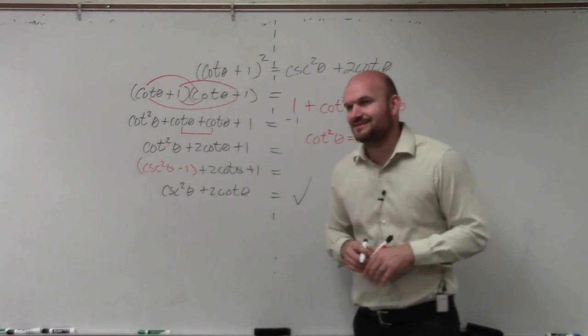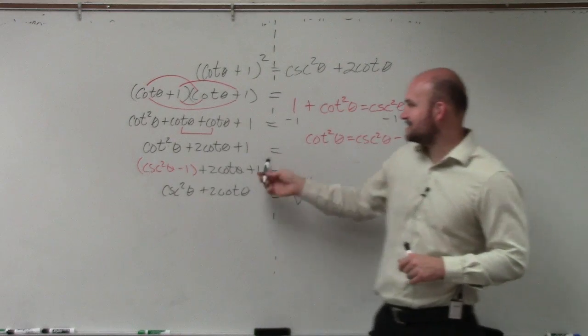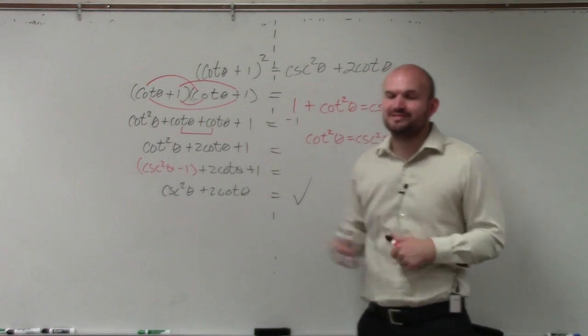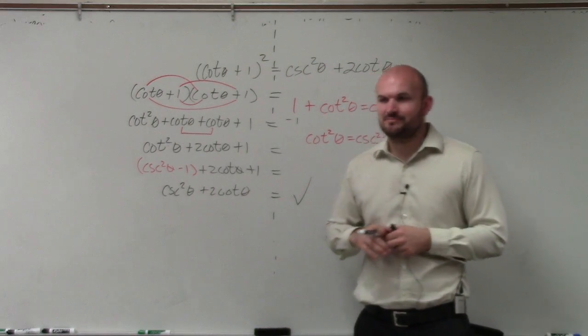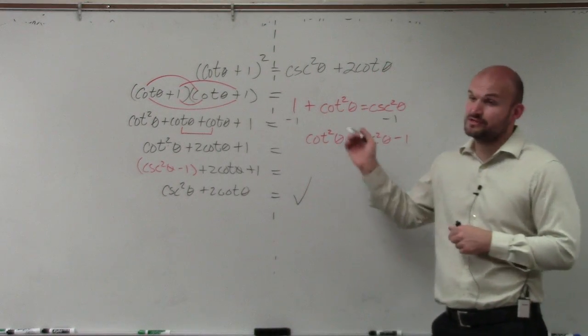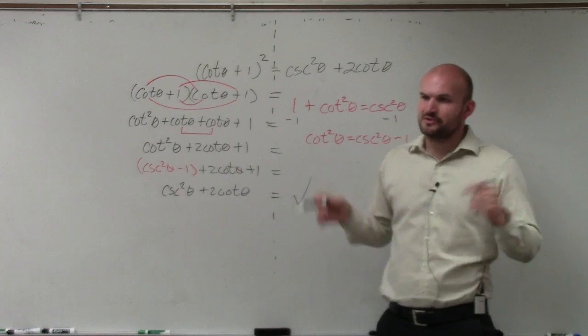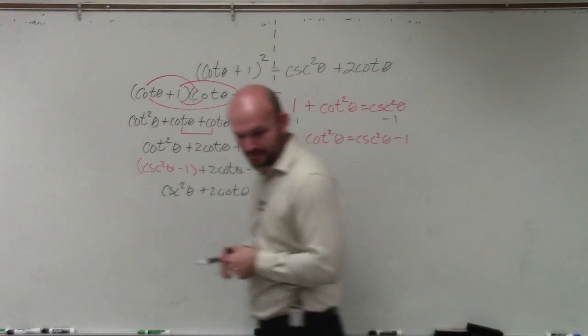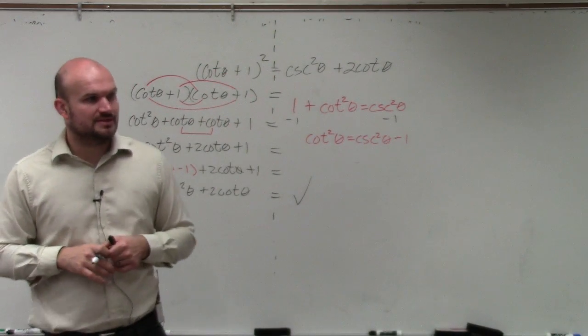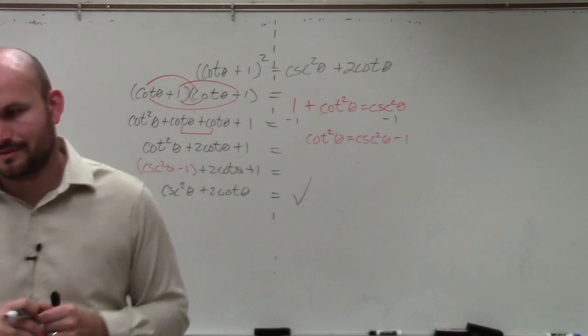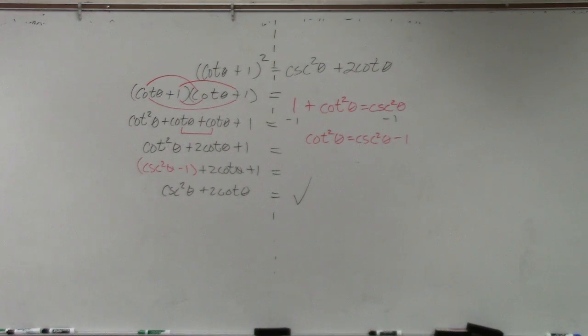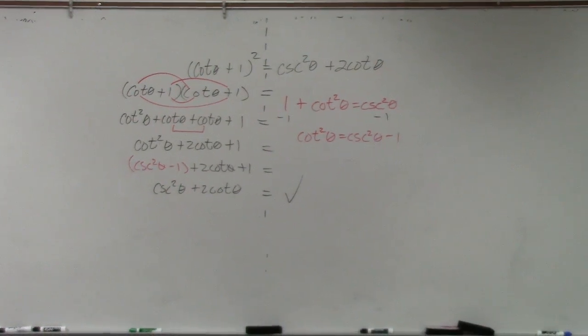Yes, you could have just said 1 plus cotangent. I have a 1 and I have a cotangent, and replaced it. Yes, I just did that for instructional purposes. But you could have just seen that there's a 1 there and a cotangent, and I can just throw in a cosecant. Yep, absolutely. Any other questions on that? No? Okay.